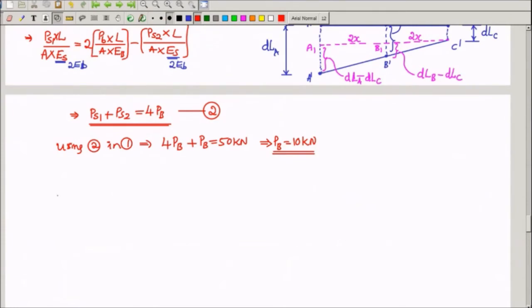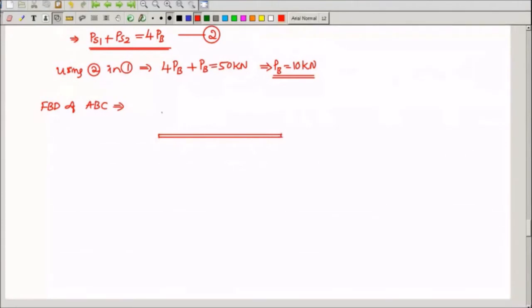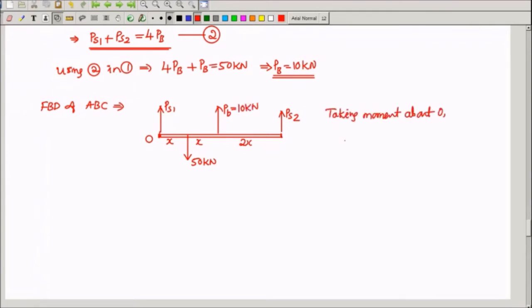You can take the free body diagram of ABC. This is ABC, and here there is a load P_S1, and here there is a load P_B, and here there is a load P_S2. 50 kilonewton load is acting here. This is x, x, 2x, and you can call this point O. This P_B is 10 kilonewton, we have found out. Take moment about O. There are 3 loads. P_S1 into 0 distance becomes 0. The other 3 terms I have to write, I will write one by one.